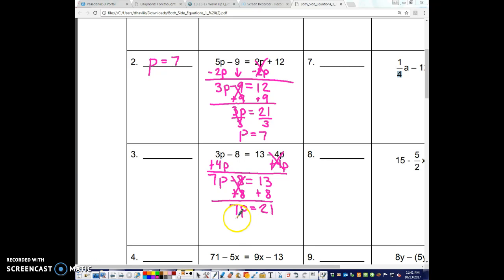Remember, these are multiplying, so we divide by 7. So P equals 3. So you write that here. P equals 3.